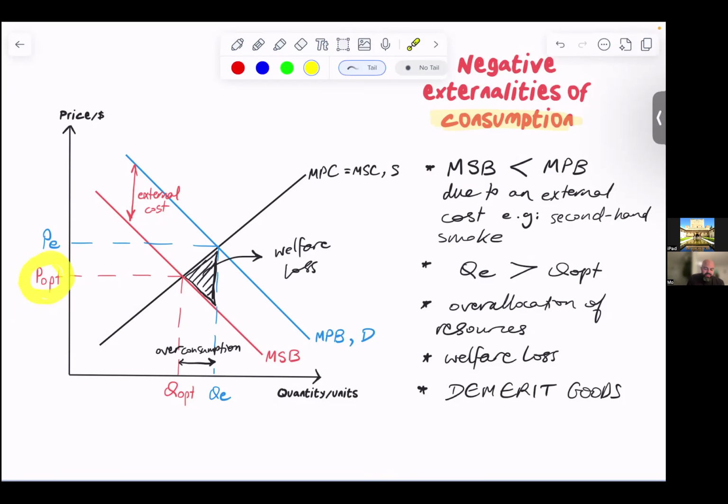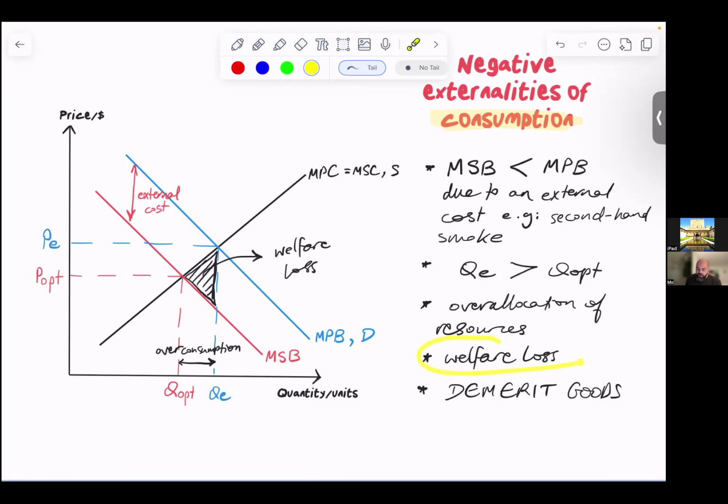You can see that P opt is less than PE. That means that the benefit to society, if you were to measure it, would be less than the benefit to the individual consumer. So because QE is greater than Q opt, there's an over allocation of resources, but here it manifests as overconsumption. If you'll remember in last week's video, negative externalities of production, there was also an over allocation of resources, but it manifested as overproduction. So basically, over allocation of resources can lead to overproduction in the case of negative externalities of production, or overconsumption in the case of negative externalities of consumption.